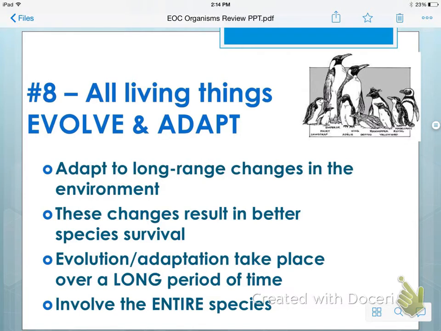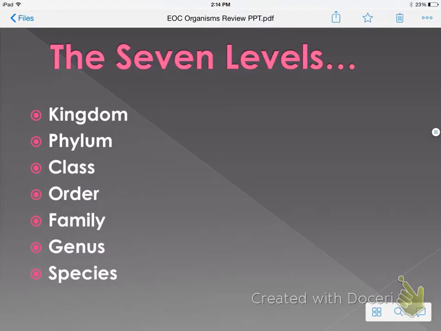And last, number eight, is all living things evolve and adapt. So they adapt to long-range changes, they result in better species survival, and it takes place over a long period of time, which is important to note, and it involves the entire species, not just an individual.